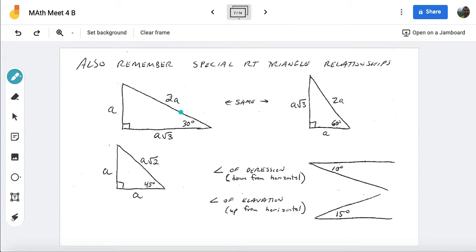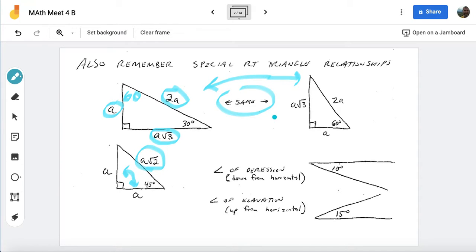Also, some right triangle relationships. Remember, if you have a 30, 60, 90 triangle, if this is 60 degrees up here, the shortest side is A, the hypotenuse is 2A, and the other remaining leg is A times the square root of 3. Or if you have a 45, 45, 90 triangle, two of the sides are A, and the hypotenuse is A square roots of 2. Just try to remember the smallest side is A and the hypotenuse is 2A.